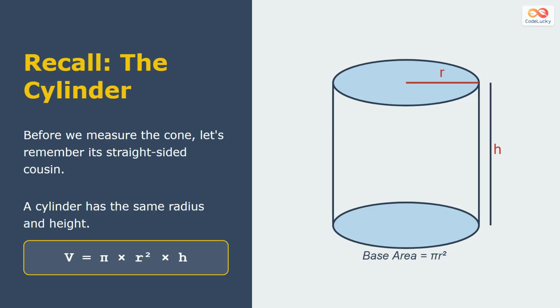Before we tackle the cone, remember the cylinder. A cylinder is like a prism with a circular base. Its volume is calculated by taking the area of the circular base, which is pi times radius squared, and multiplying it by the height. So, the volume is πr²h.